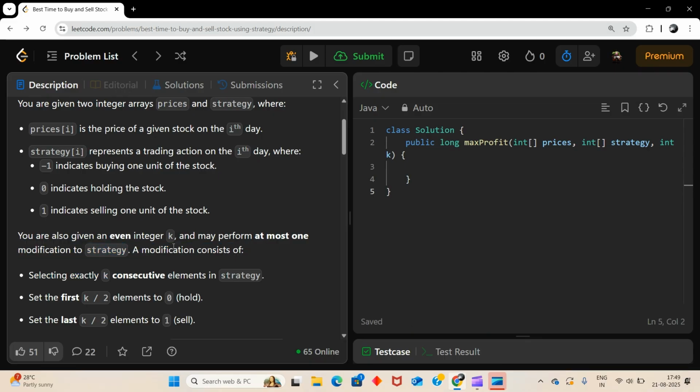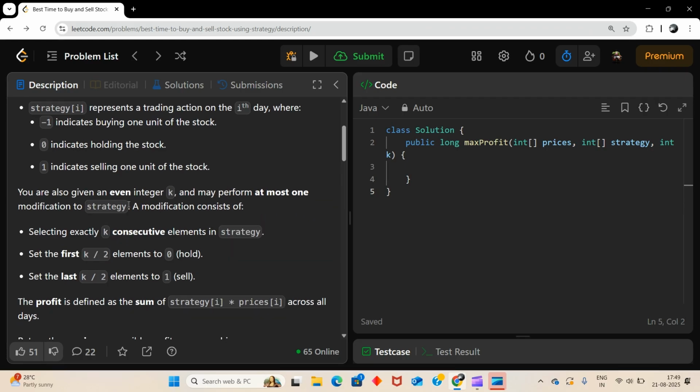We can perform only at most one modification, and a modification consists of selecting exactly k consecutive elements in the strategy, set the first k by 2 elements to 0, that means hold, and set the last k by 2 elements to 1, that means sell. That means you can consider a k sized sub array.